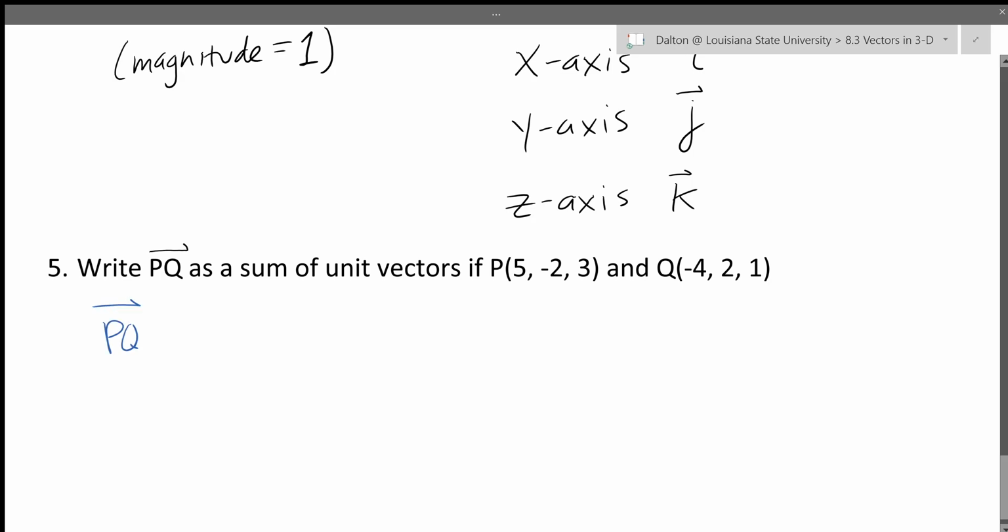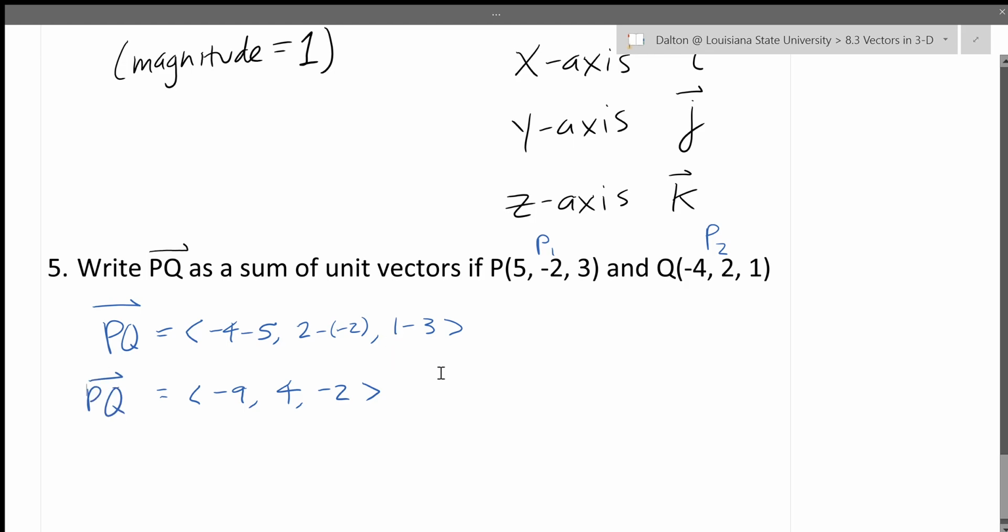So vector PQ, we're going to change our notation, is going to start at P and then go to Q. So this one will be our first coordinates, this one will be our second coordinates. Then we're going to subtract our numbers. -4 minus 5, those are the x's. The y's will be 2 minus -2. The z's will be 1 minus 3. So when we simplify, this will be -9. 2 minus -2 will change to a +4. And then 1 minus 3 is -2. So there's vector PQ. Now that doesn't answer the question.